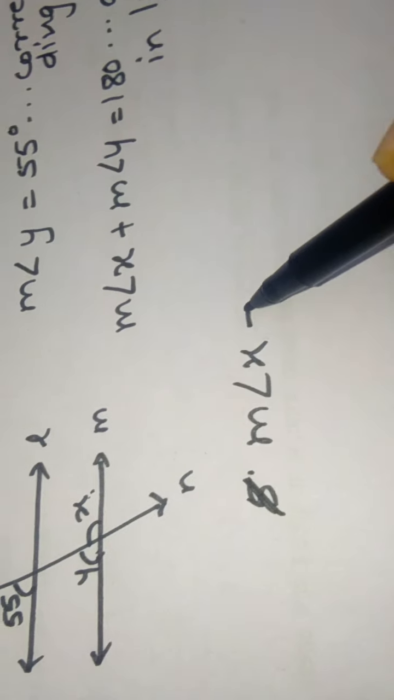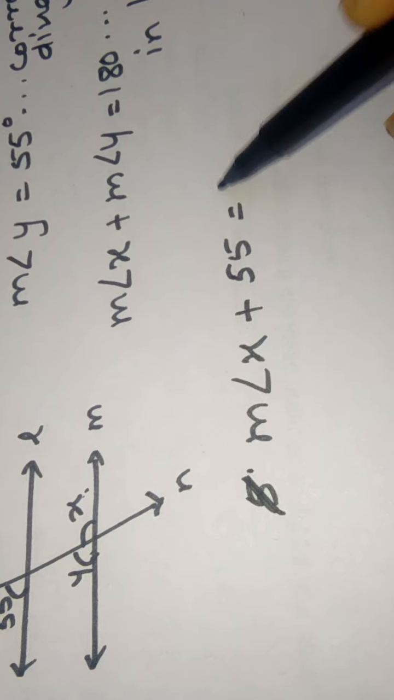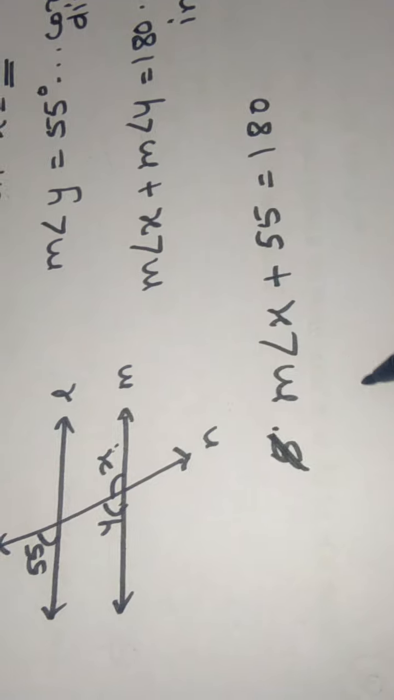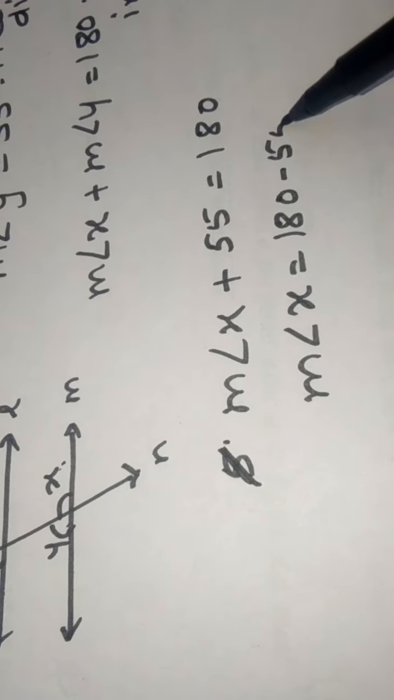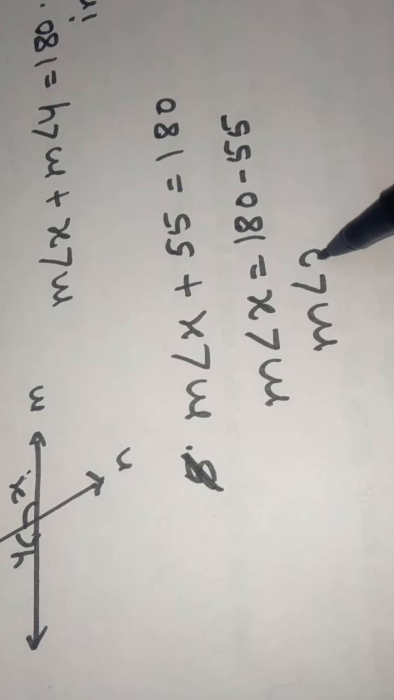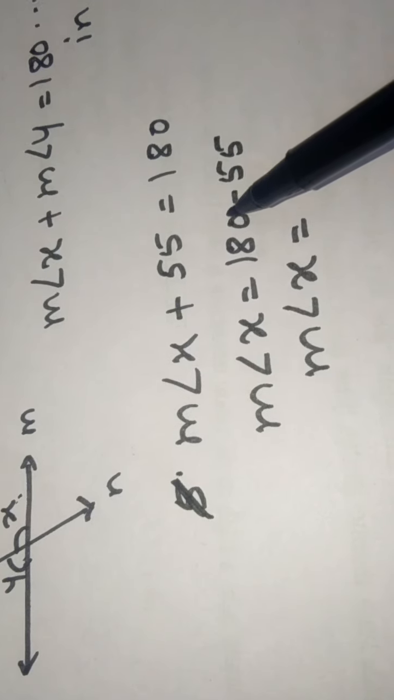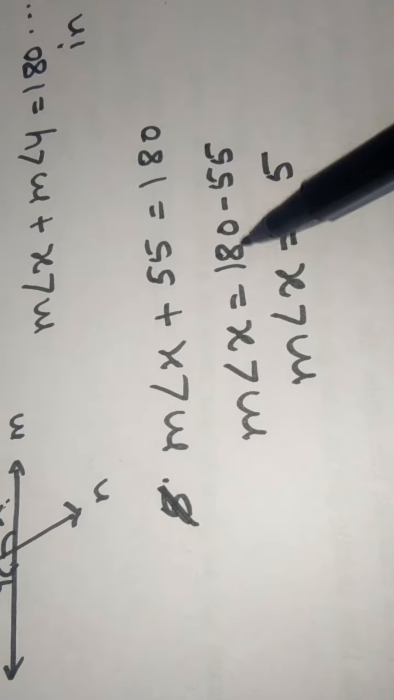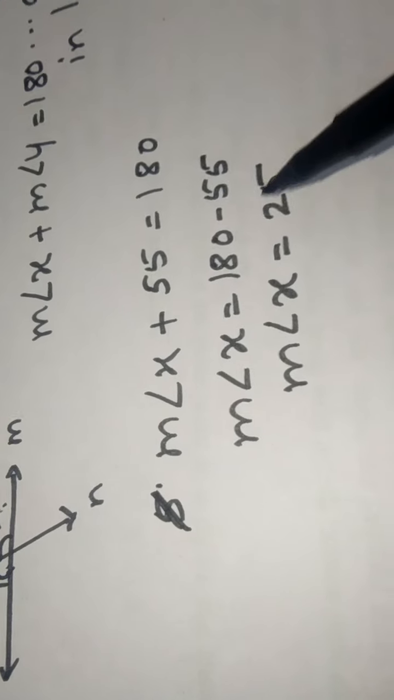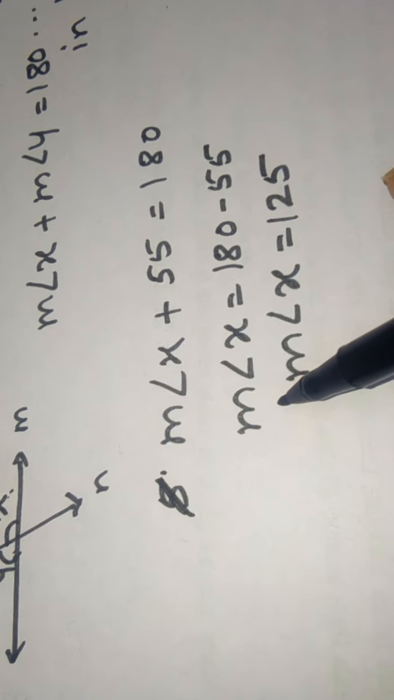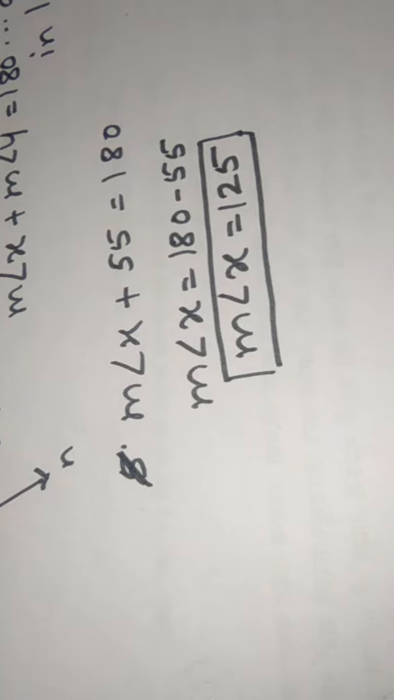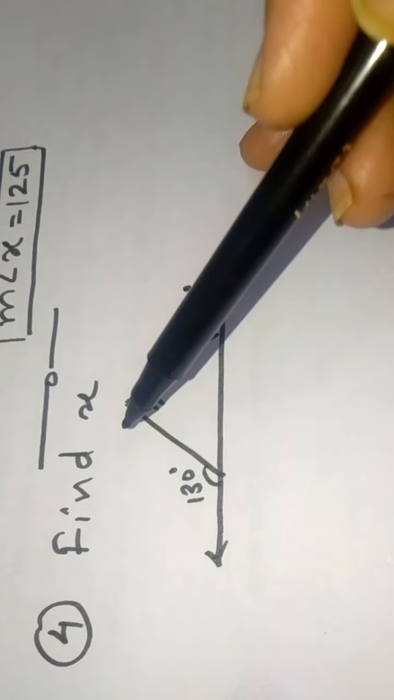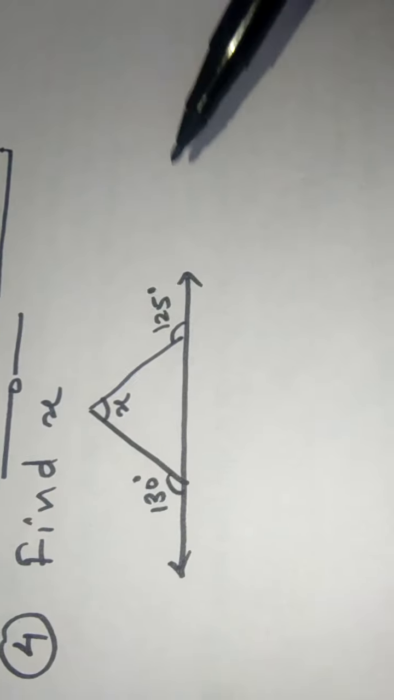That is measure of angle x plus 55 is equal to 180. That is measure of angle x is equal to 180 minus 55. Measure of angle x is 10 minus 5 is 5, 7 minus 5 is 2, that is 125. We can easily find the value of x. Now take fourth problem. From the figure find the value of x.